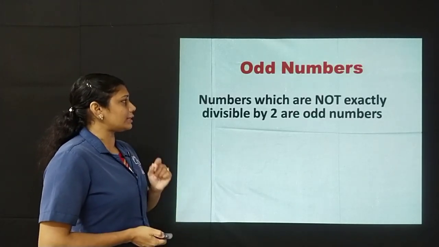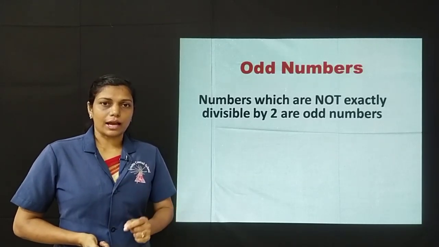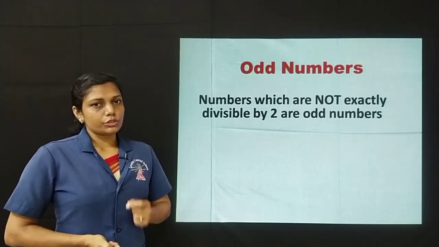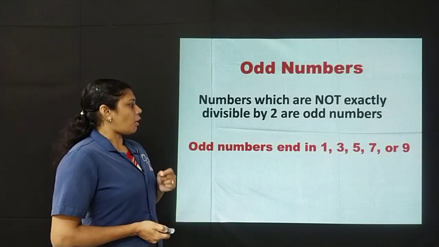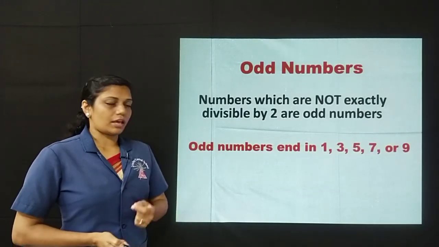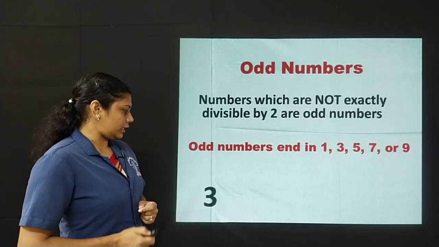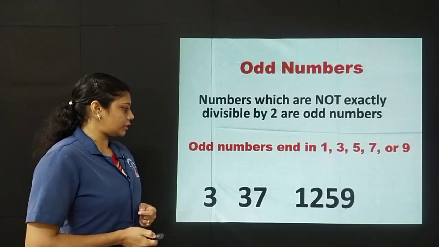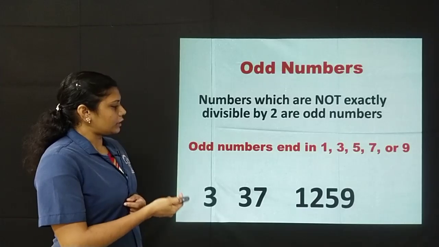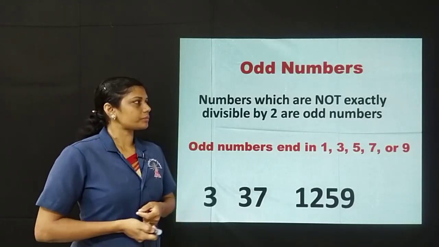Numbers which are not exactly divisible by 2 are odd numbers, which means that they leave a remainder when you divide the number by 2. In other words, odd numbers end in 1, 3, 5, 7 or 9. Examples: 3, 37, 1259. If you can see, the units place ends in odd numbers. Okay?